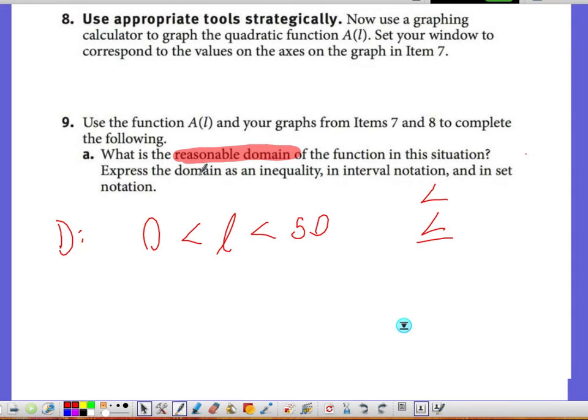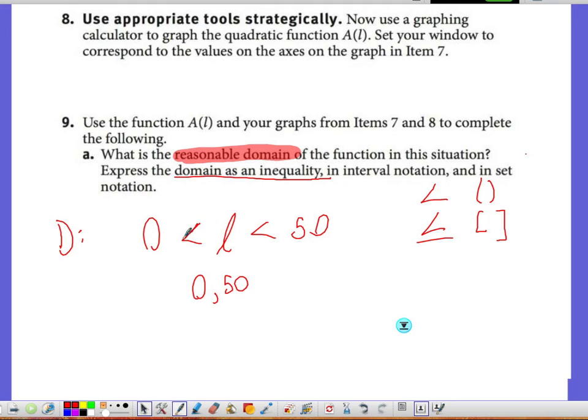Okay, so we just expressed the domain as an inequality. Next thing we want to do is interval notation. Again, this is going all the way back to a previous lesson on domain and range. Whenever we have less than, we use parentheses. When we have less than or equal to, we use square brackets. In this case, we have less than on both sides. That means, first of all, I want to write my smallest value, comma, followed by my largest value.